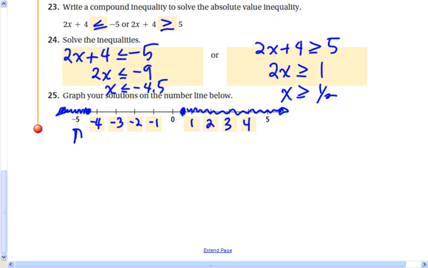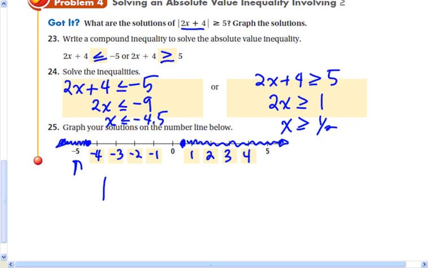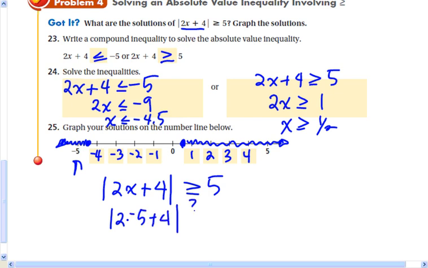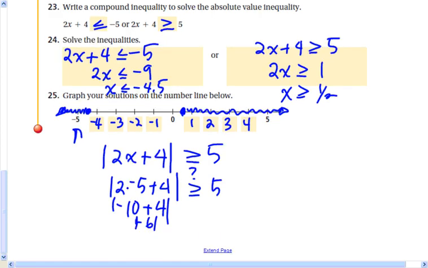the original inequality, which is the absolute value of 2x plus 4 is greater than or equal to 5. If I put negative 5 in there, so I'm doing 2 times negative 5 plus 4, I'm hoping that that will be greater than or equal to 5. So I have negative 10 plus 4. And negative 10 plus 4 is negative 6. And the absolute value of negative 6 is 6. And 6 is greater than or equal to 5.